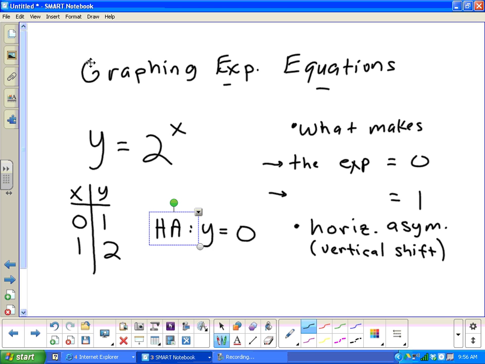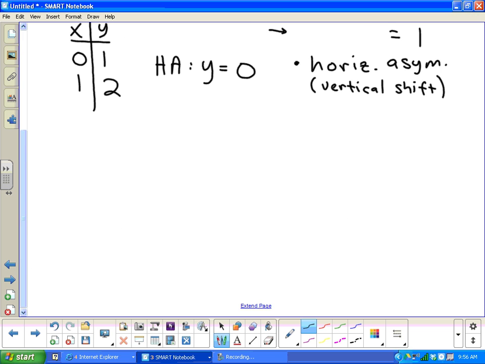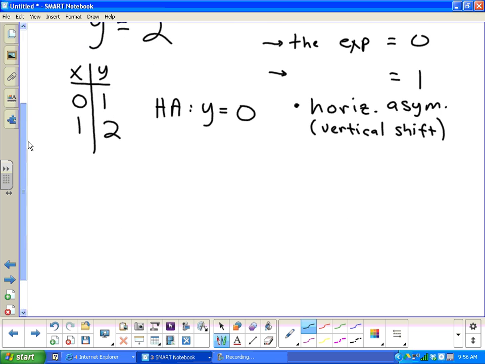Now, in my next example, we're going to throw in a little extra something. If I had something like this, what would be my horizontal asymptote then? y equals -5. Okay, now let's graph it. We're not going to get real fancy with the graphs. We're just going to sketch them all.